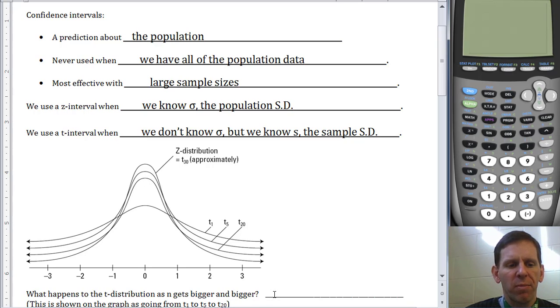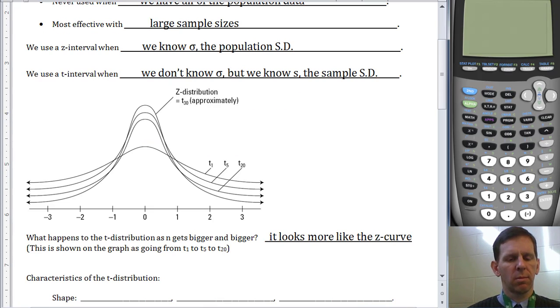by the time our sample size starts to get big, it starts to resemble the z-curve. So what happens to the t-distribution as n gets bigger and bigger? It looks more and more like the z-curve, the standard normal curve. And by that we mean that the graph becomes taller in the middle and there's less area in the tail of the graph. The tail of the graph sinks lower as you head out to values like 2 and 3.